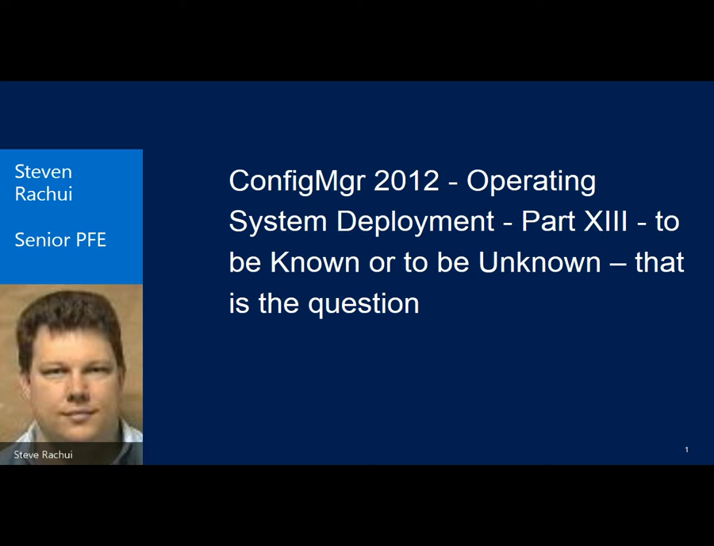Today's discussion is part 13 of an ongoing series discussing operating system deployment in ConfigMgr 2012. Today, a little attempt at humor in the title: to be known or to be unknown. That is the question. Really, what we're going to talk about today focuses on those two items. In ConfigMgr operating system deployment, a system will either be known or it will be unknown as we target it for deployment. Understanding the detail behind both of those items, how they can operate, and some of the challenges or differences between them is important. So I want to spend some time on that.